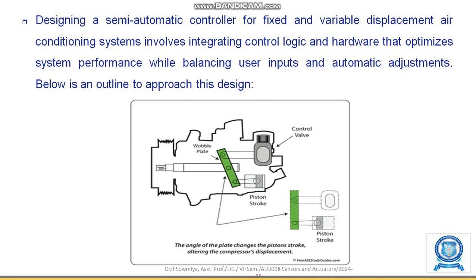Designing a semi-automatic controller for fixed and variable displacement air conditioning system involves integrating control logic and hardware that optimize system performance while balancing users' input and automatic adjustment. Below is the outline approach of this design.